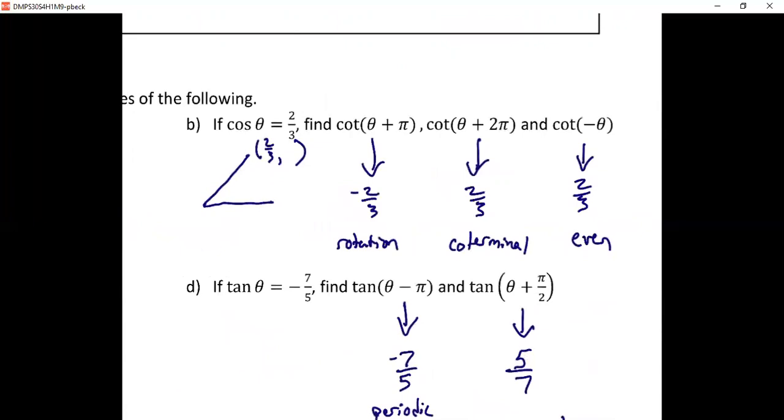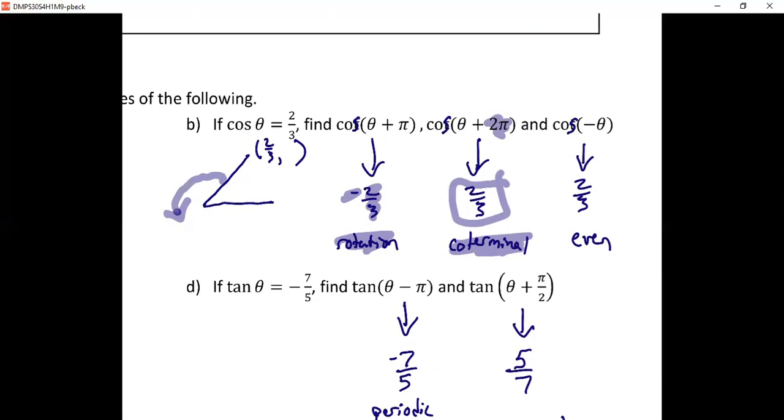Cosine, if we do the same, actually, I did cosine here, so let me keep this as cosine. Pardon the error on that one. So if I do this as cosine, cosine is the x value. If I add pi to that x value, we add 180 degrees. So that gives us the negative of that x value, so by rotation. The cosine of theta plus 2 pi, once again, by adding 2 pi, that's a coterminal relationship, so we have the exact same x value.